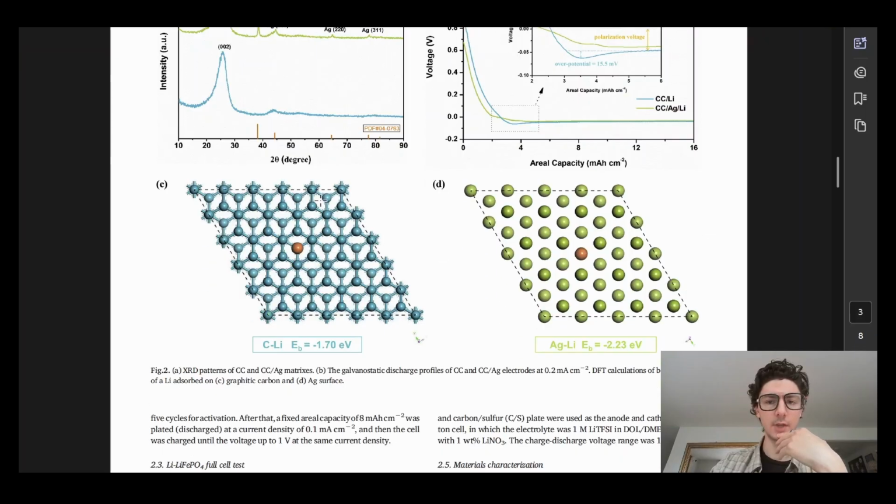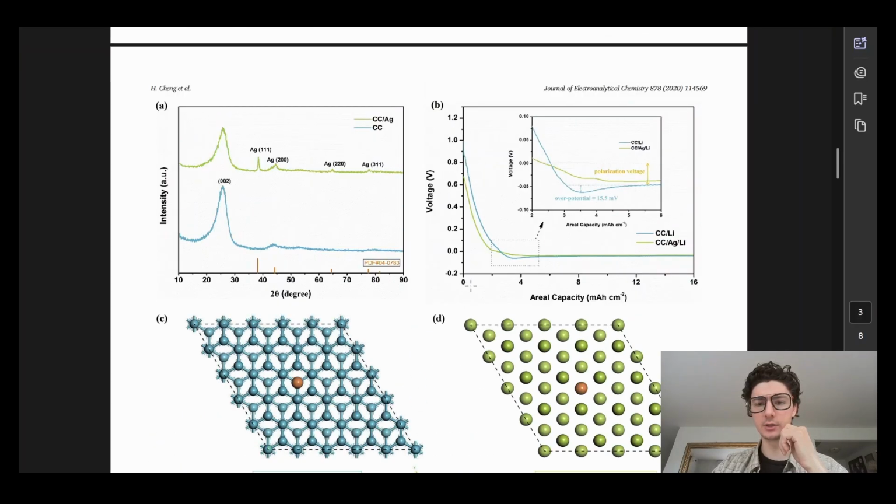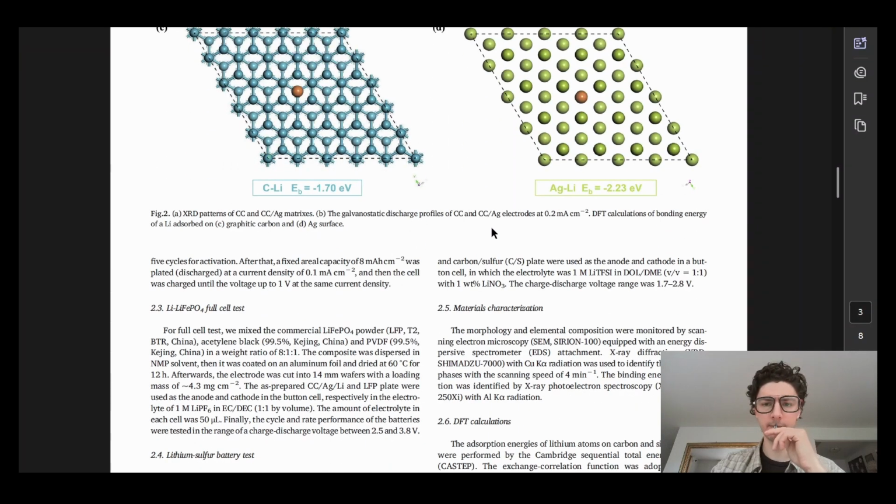Interesting. The galvanostatic discharge profiles of the electrodes. So these are voltage as a function of areal capacity. Interesting. And over here, we actually see a difference in overpotential. So this blue line dips right below this green line, which is very, very interesting. So I'm going to read that a bit later. Not too important to look at right now in this video.